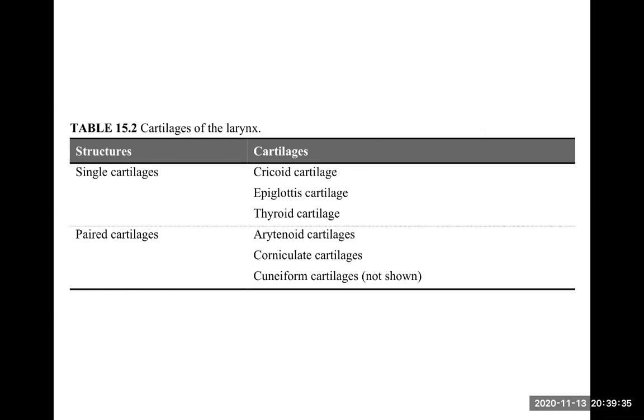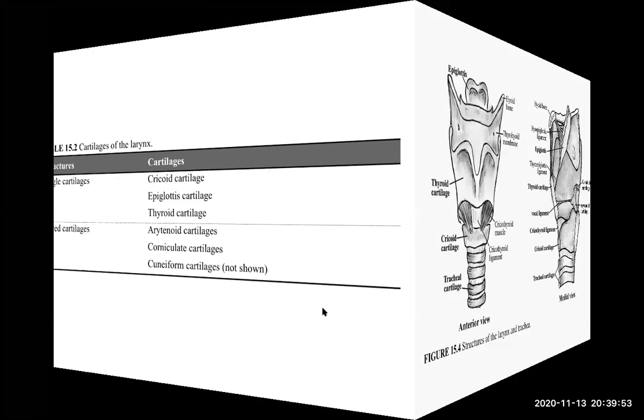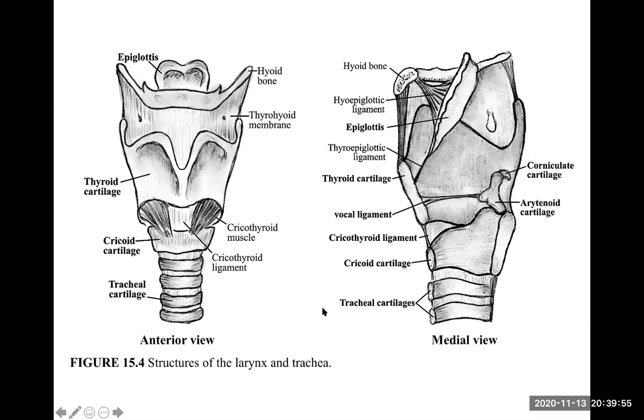There are different cartilages of the larynx. You have single cartilages, so only one of them, and then paired cartilages. The single cartilages are your cricoid, epiglottis, and thyroid, and then you have paired or 2 cartilages of each, the arytenoid, corniculate, and cuneiform. So here are just the structures of the larynx and the trachea and the different cartilages.